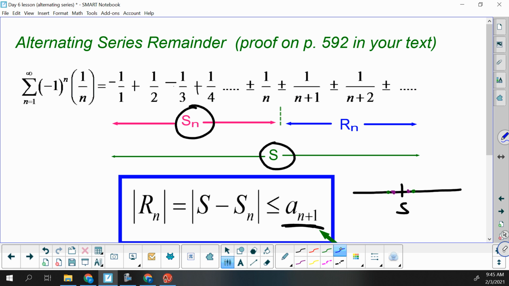So as you keep adding successive terms in an alternating series, it bounces back and forth on either side of the infinite sum, but it keeps getting closer and closer and closer. So we know that the next term is going to either add or subtract, depending on if it's positive or negative, and take you further on the other side of the infinite sum.